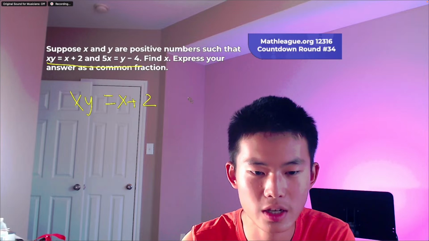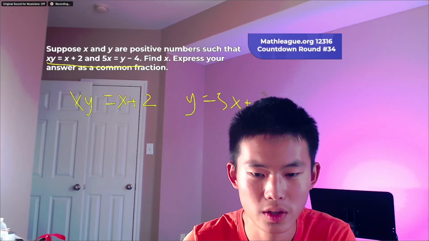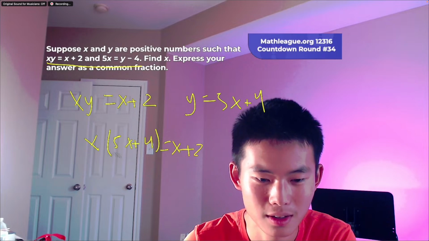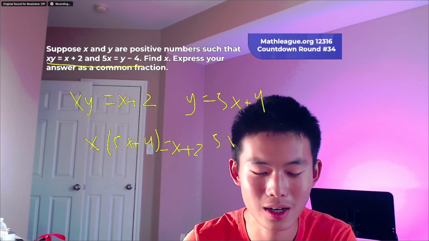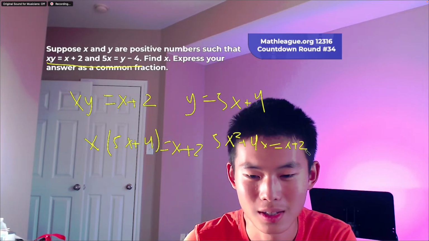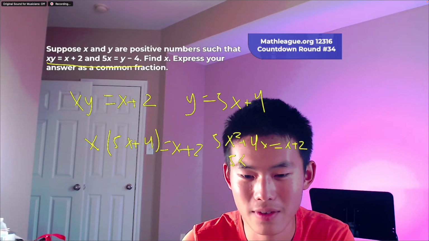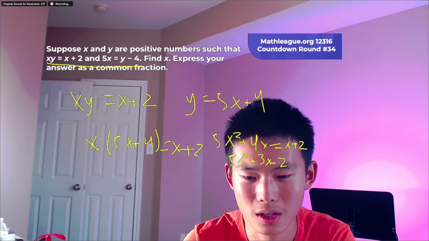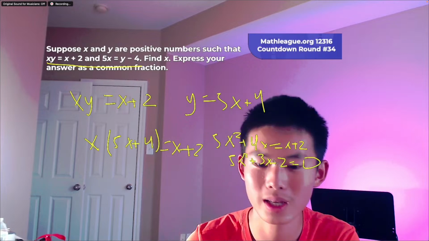The second equation tells us that y is going to be 5x plus 4. So then we know that x times (5x plus 4) is equal to x plus 2. This means that 5x squared plus 4x equals x plus 2, which says that 5x squared plus 3x minus 2 equals 0. And now we can just use the quadratic formula here.